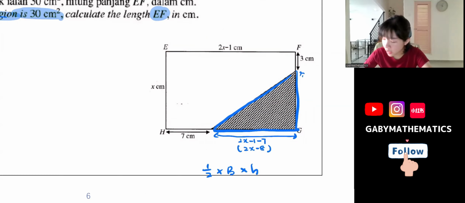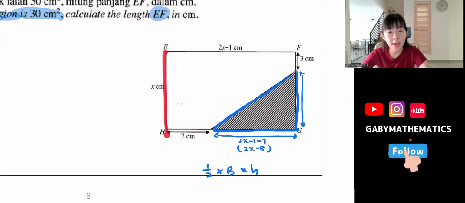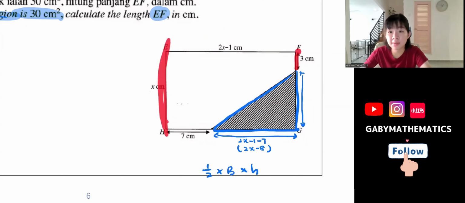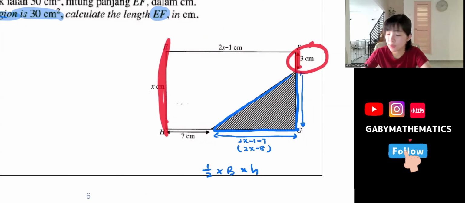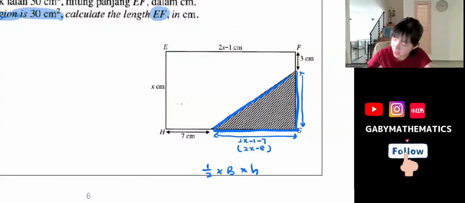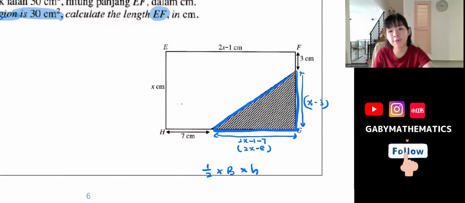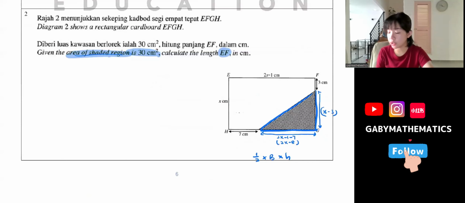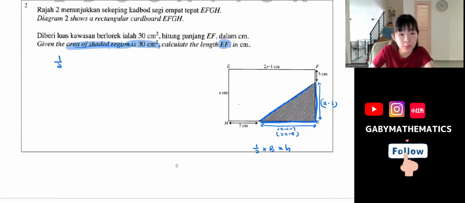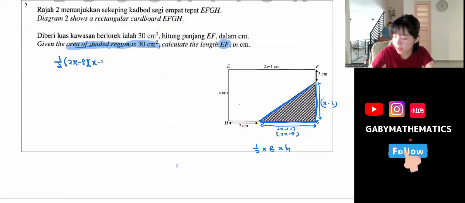And then how about the height of the triangle? The whole thing here is x, and this is 3. So what do you think? I want to find the remaining, so x minus 3. Okay, we have base and height. Now we can form an equation. The area of the shaded region is equal to 30. So 1/2 times (2x minus 8) times the height (x minus 3) equals 30.